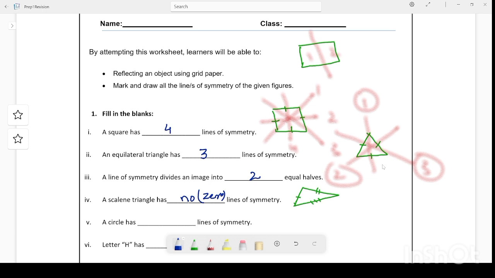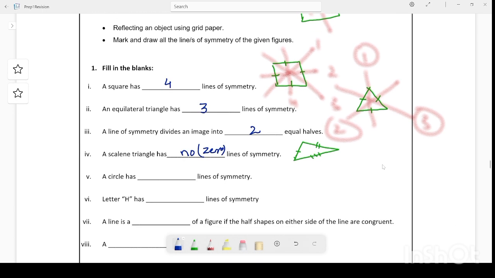Okay. Now a circle. Question number 5 says a circle has dashed lines of symmetry. So for a circle, if we draw one line of symmetry here, it will cross the center, dividing it in two. There's another line of symmetry, and then a third, and then a fourth, and then the fifth, the sixth, the seventh, the eighth, ninth, 10th, and 11th.